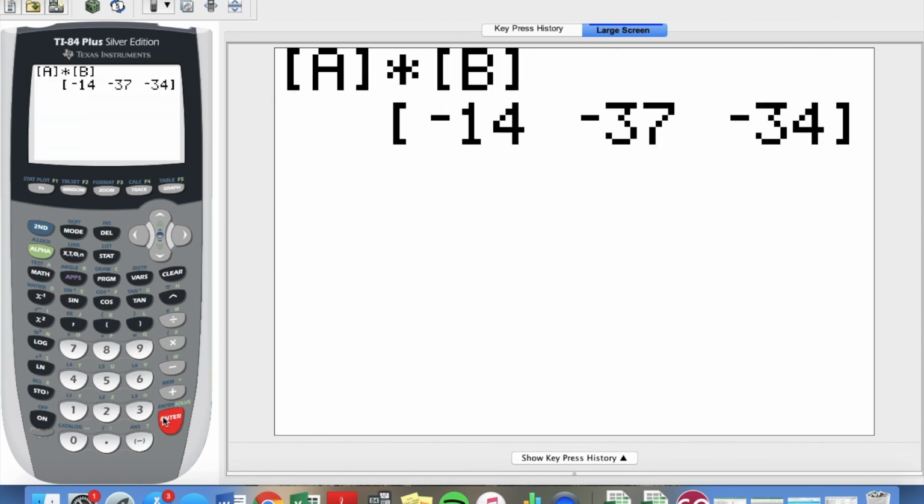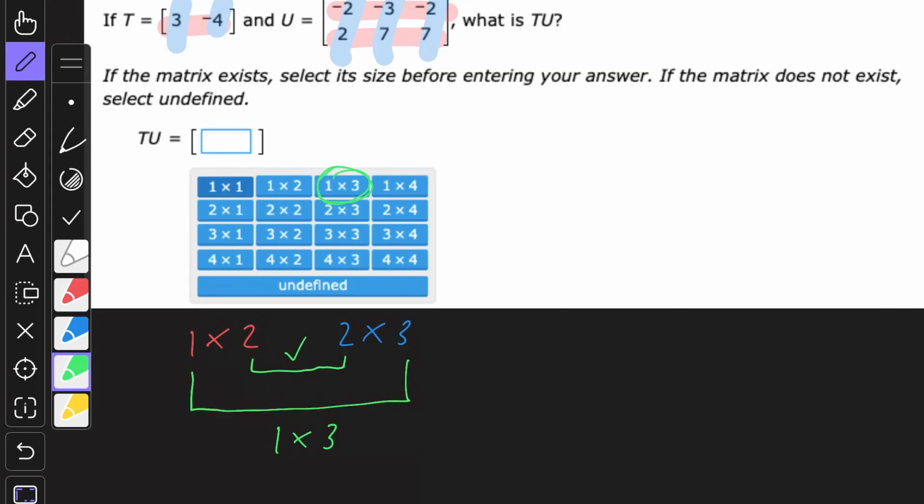And there is our answer matrix, which is a 1 by 3. So we'll hit that button on the IXL first, and then we'll type in those answers: -14, -37, -34. All right, so now that we've got our answer, we hit that 1 by 3 button. The IXL should pop us up something like this, with 3 boxes in it since it's a 1 by 3. And we're just going to go ahead and fill in our numbers, which were -14, -37, and -34. And we'll hit enter there. All right, that's it for the examples.